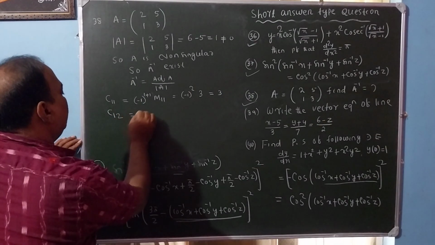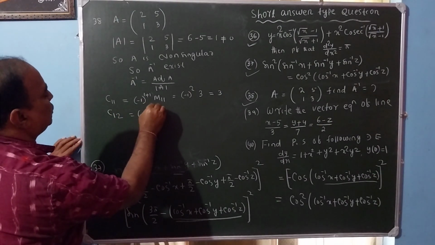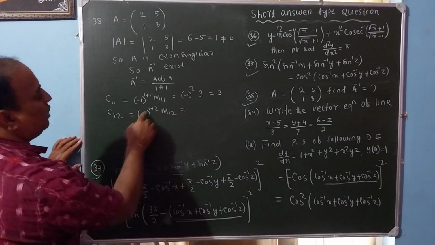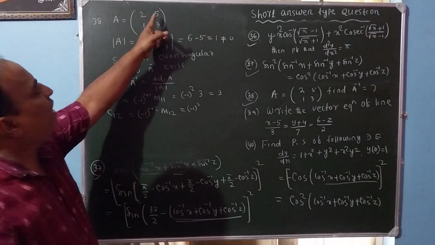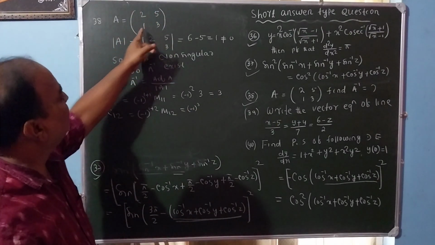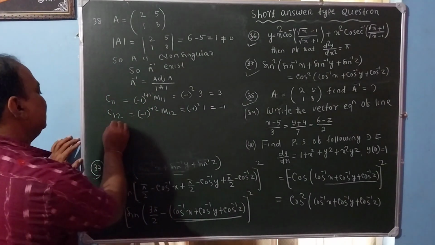C12. i is 1, j is 2. So minus 1 to the power 1 plus 2, here it is M12. Minus 1 to the power 3. Minor obtained by deleting the corresponding rows, corresponding columns. It is 1. So minus 1 is there.